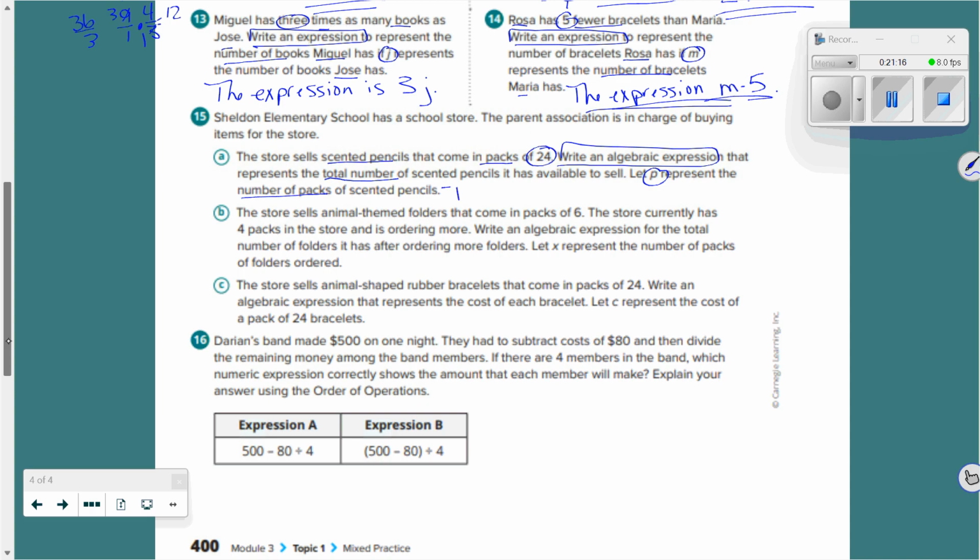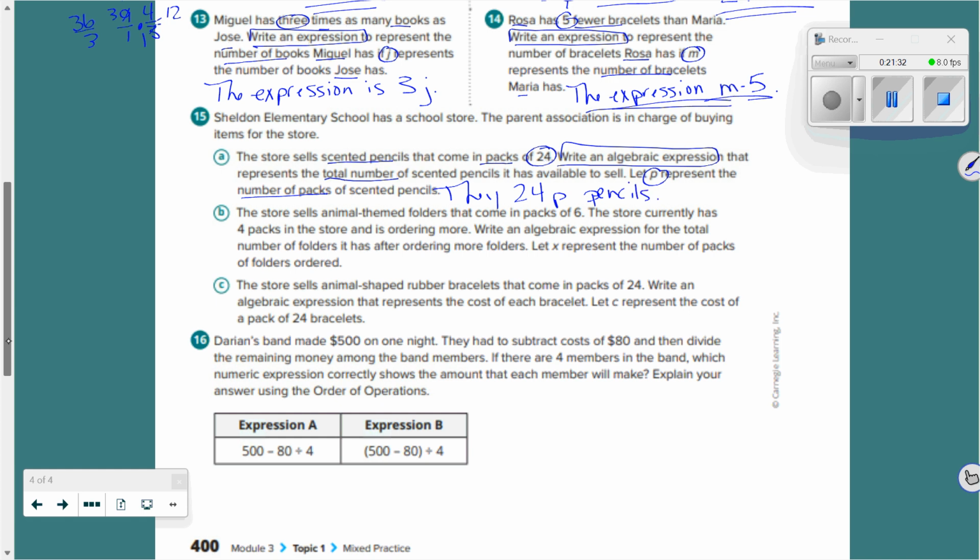So the expression is, well, actually I can even say they have, and all I'm doing is multiplying those: 24 times the packs. Yep, you got it.